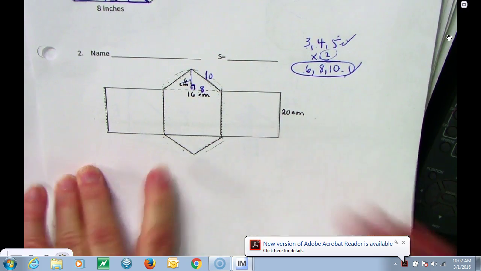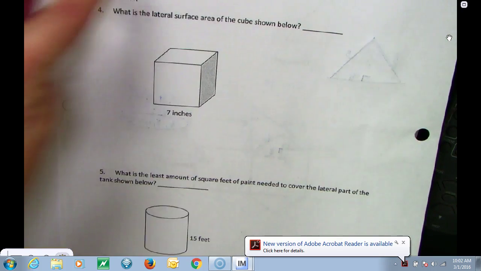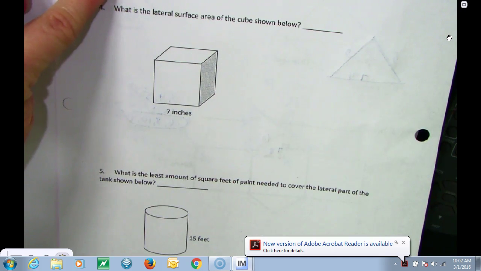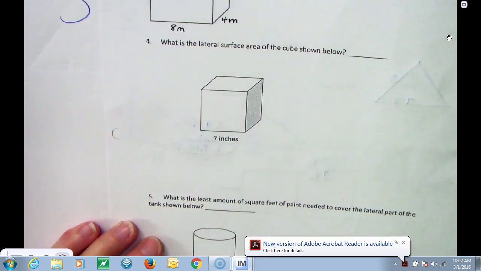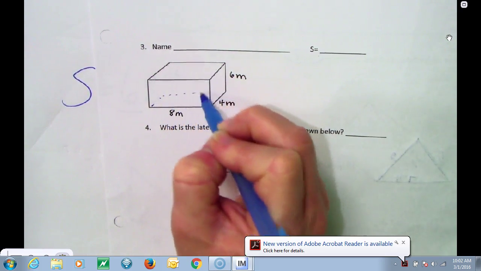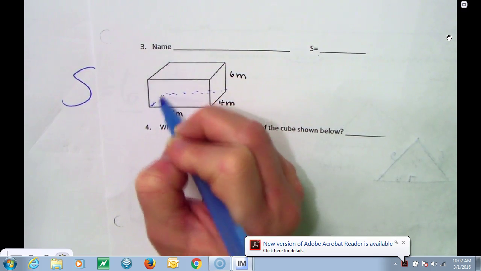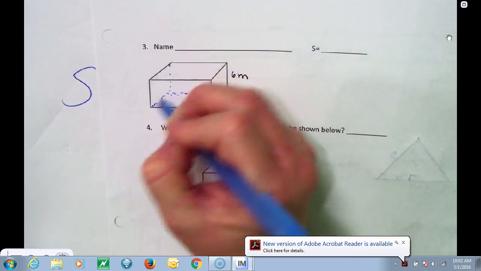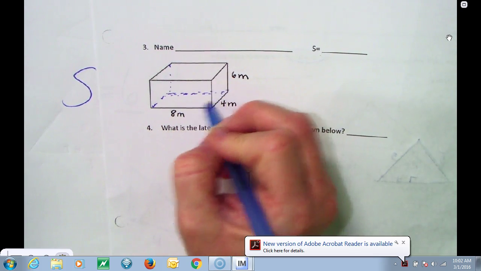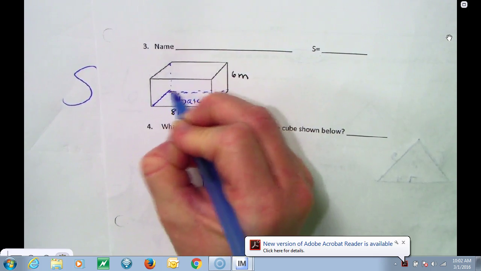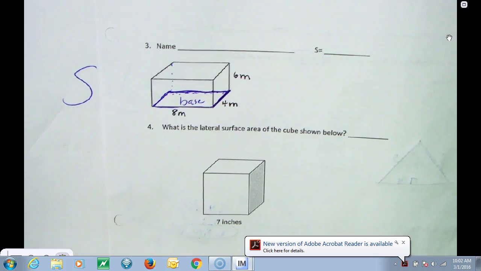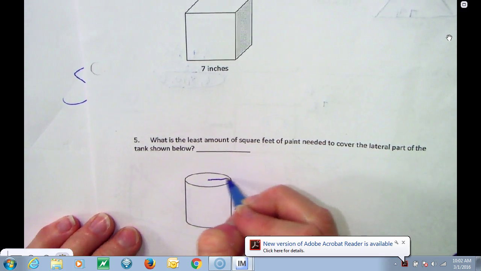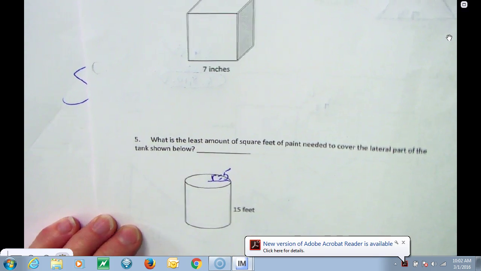Got it? Okay. Now, on the back, number 3, you're going to name it and do the lateral. Okay, look, draw this in there. Can y'all draw the little dotted line? This is going to be the base. Use this for the base, because you can use any of them. Well, let's use that for the base. Okay, and on number 5, I forgot to put the radius in there. The radius is 5.